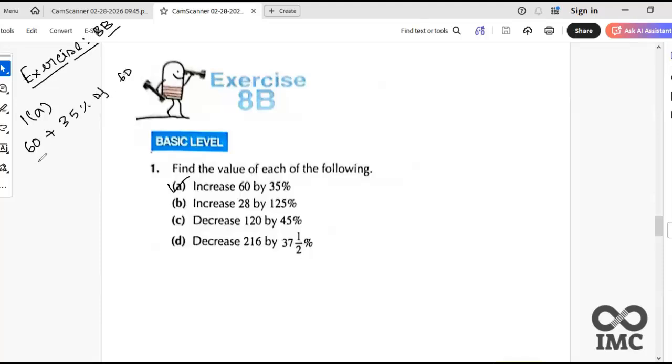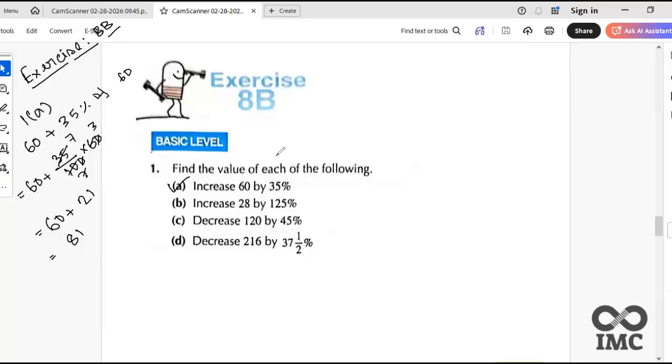Actually 60 is the original value and 35% of 60 is the increased value. So we'll get 60 plus 35% means 35 by 100 multiplied by 60. We need to cancel, so we can cancel 0 and 0. 5 2s are 10, 5 7s are 35, and 6 by 2 is 3. 3 7s are 21. So 60 plus 21 will be 81.